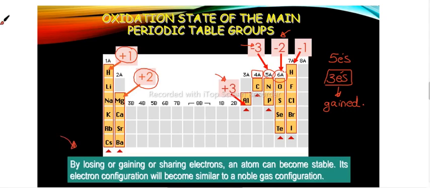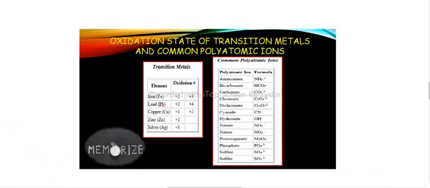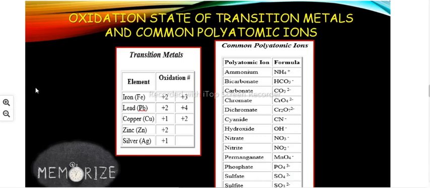I've got here a small note presented at the bottom of the slide. By losing or gaining or sharing electrons, an atom can become stable. Its electron configuration will become similar to a noble gas configuration. And this is essential when talking about the octet rule, the tendency to become stable as a noble gas. I've got here another important set of oxidation states, but they are totally different from the ones that we discussed previously.